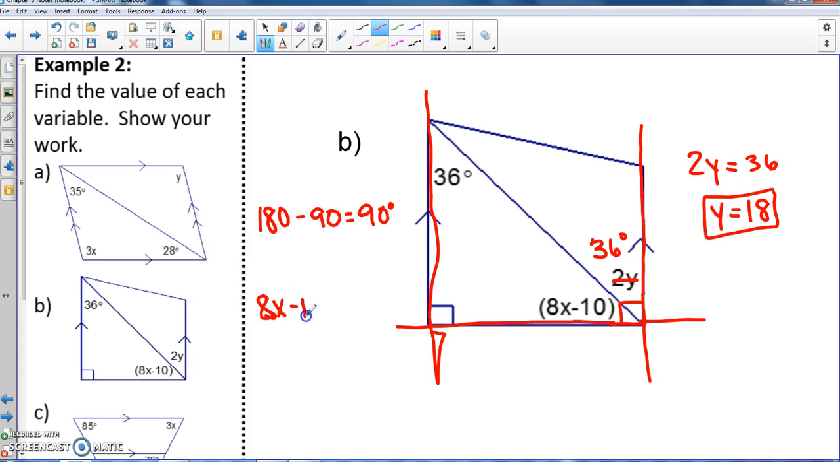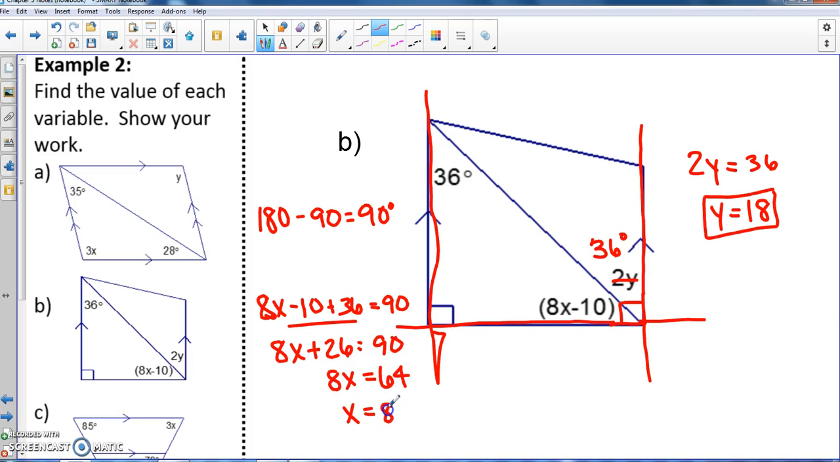So 8x minus 10 plus 36 has to equal 90 because it's a right angle box. Combine like terms, so 8x plus 26 equals 90. So 8x equals 64 when you subtract 26. So when you divide, x is 8. Okay, so again, this was a 4-point problem. You had 2 variables to solve for, and then you had to have the work to go with it.